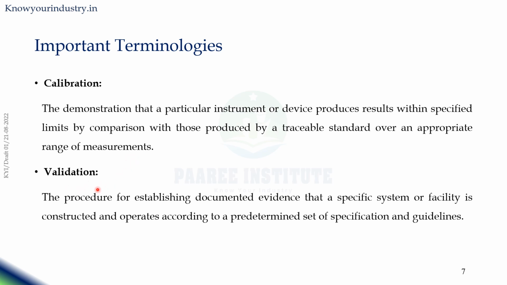Then what is validation? It is the procedure for establishing documented evidence that a specific system or facility is constructed and operates according to a predetermined set of specifications and guidelines. So you have developed certain methods or a certain system that operates according to the predetermined set of specifications and guidelines. That has to be ensured by validation.